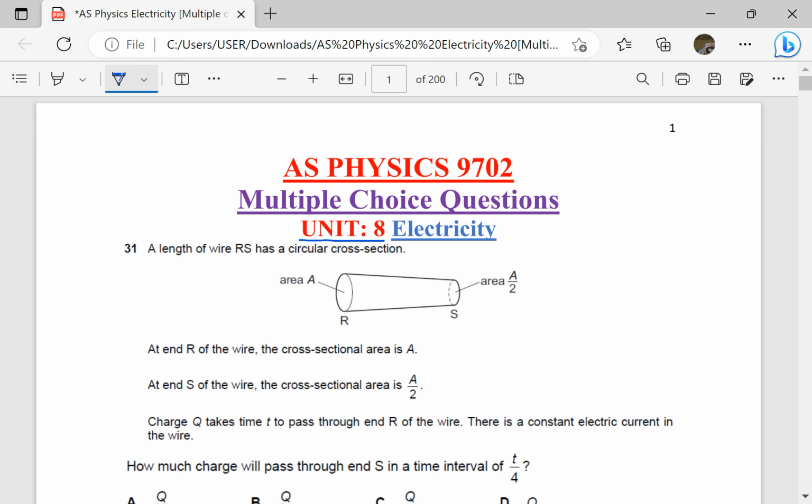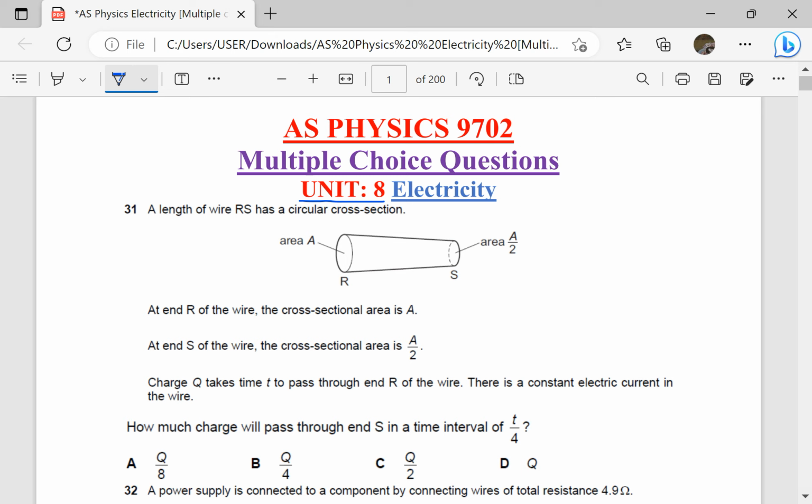Okay, number 1. A length of wire RS has circular cross section. At end R of the wire, this side here, the cross section is A. At end S, the cross section is A/2. Charge Q takes time t to pass through end R. So at end R, it takes time t. There is a constant electric current in the wire, so the current is the same.